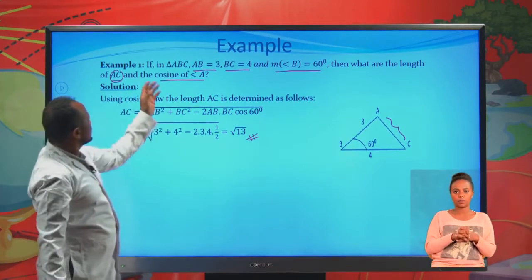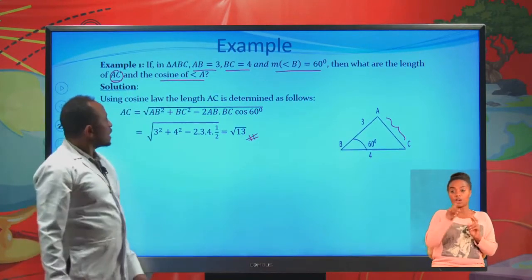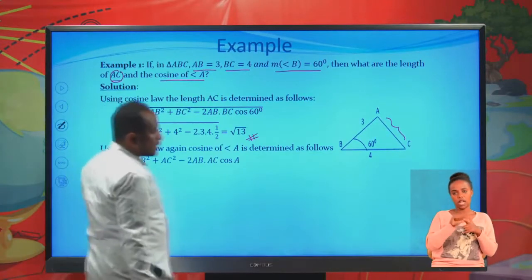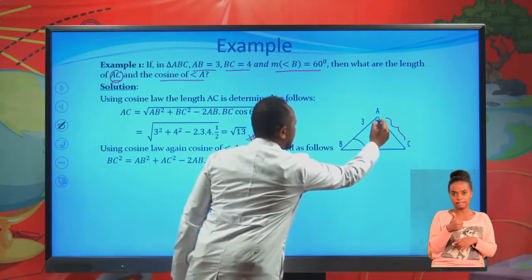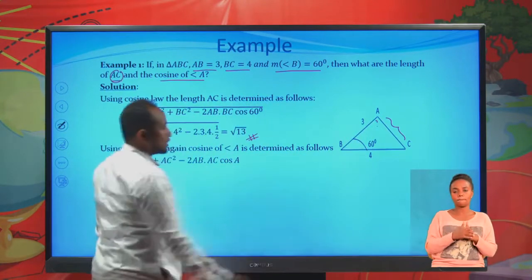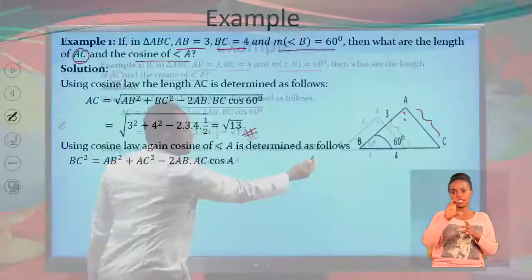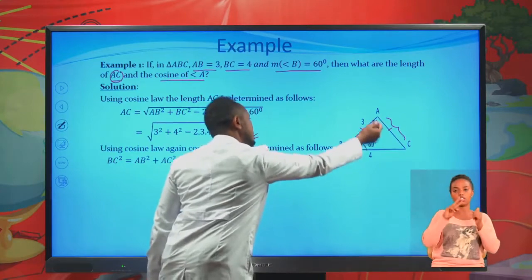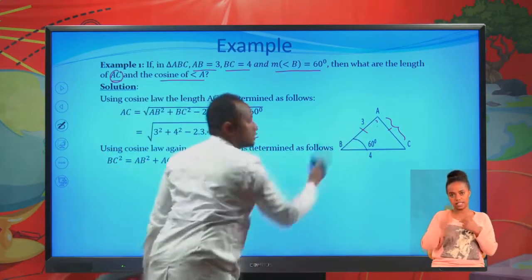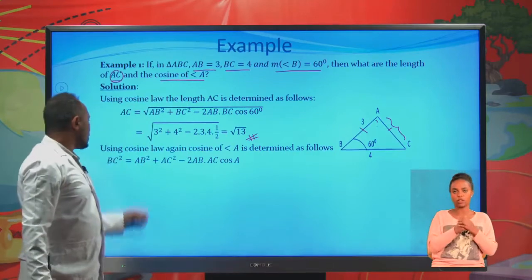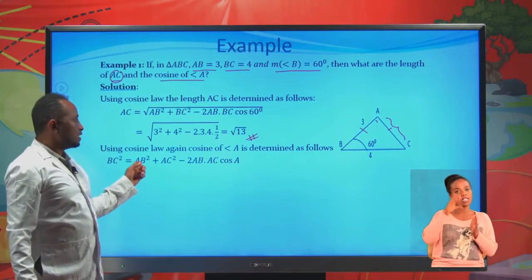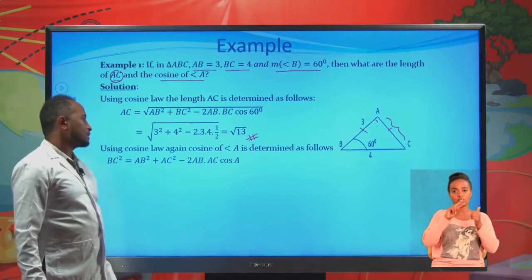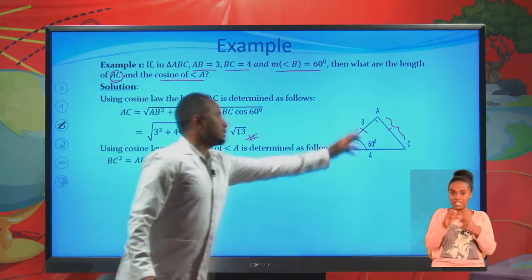Now we are also asked to find the cosine of angle A. So we start from this. BC squared is equal to AB squared plus AC squared minus twice of AB times AC cosine of A. So using this cosine law, BC squared is equal to AB squared plus AC squared minus twice of AB times AC cosine of the included angle A.